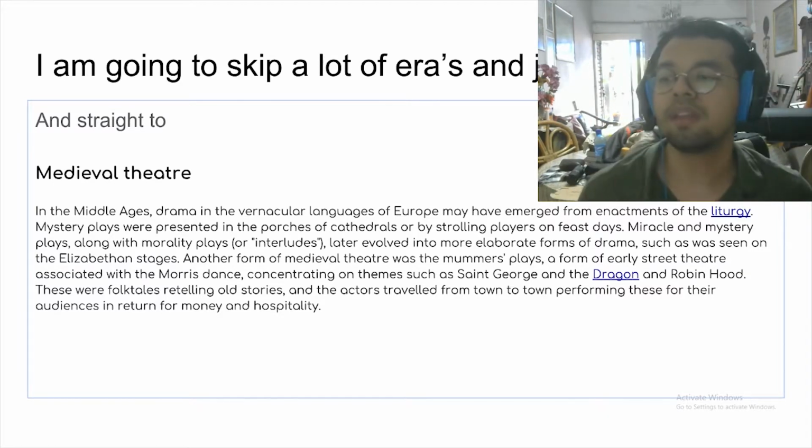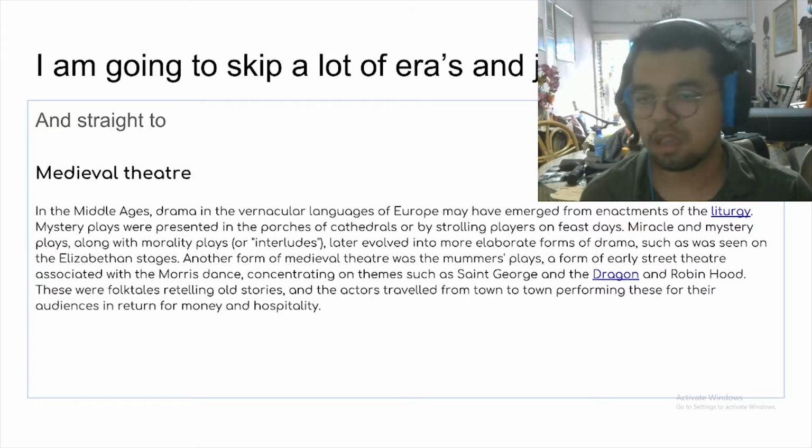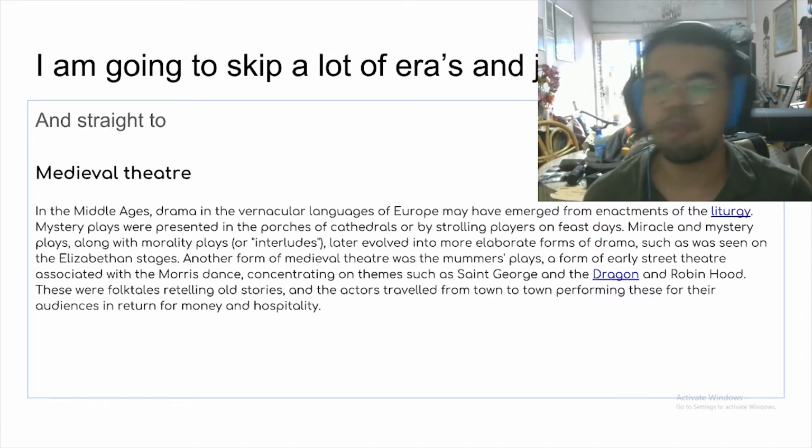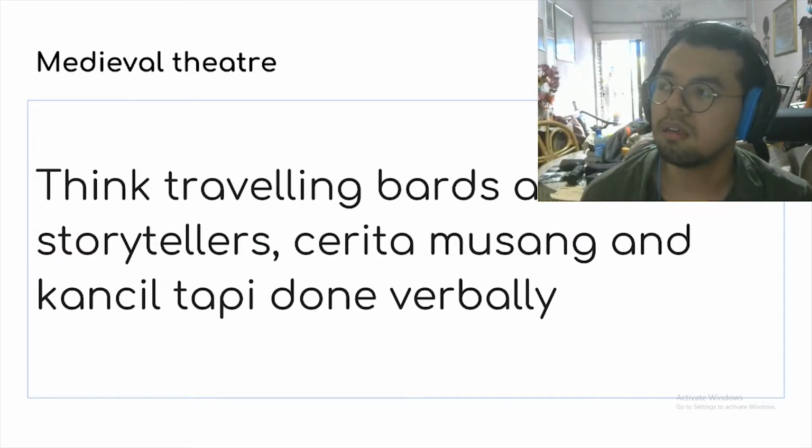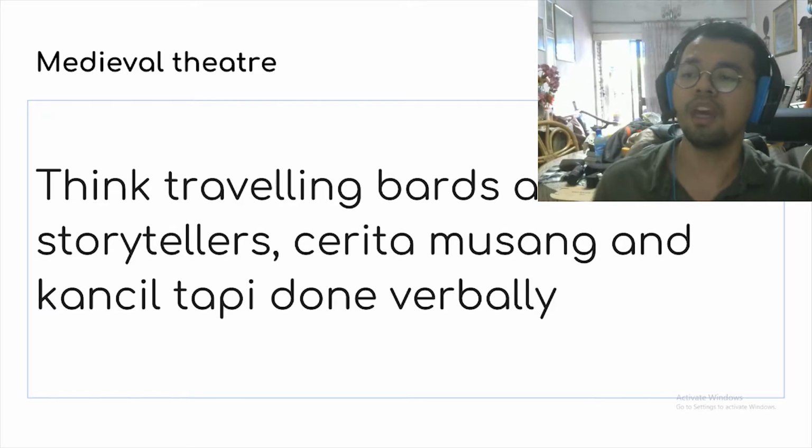So yeah, medieval theatre. In the Middle Ages, drama, the vernacular languages. Oh my god, it's copied from Wikipedia. I haven't even removed the links. Okay. Oh, can I say? Who cares?